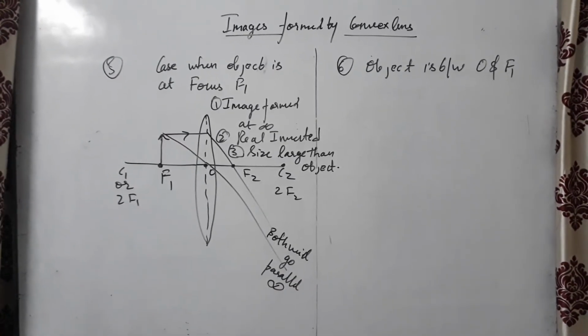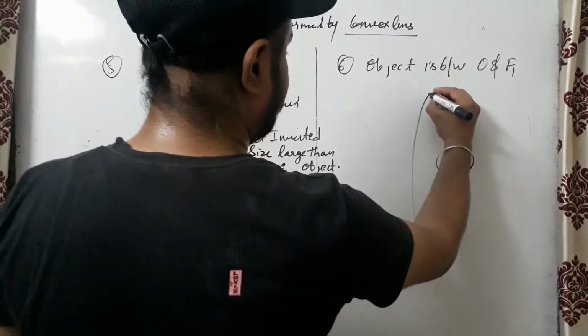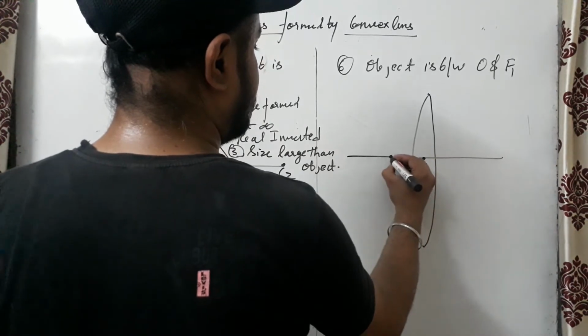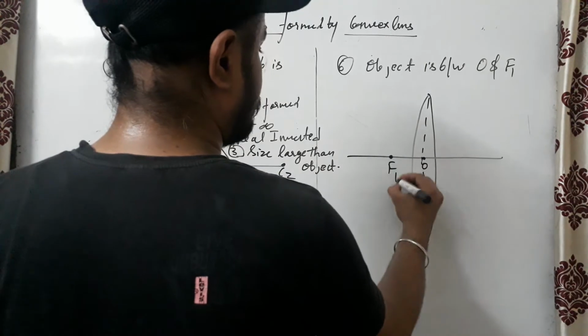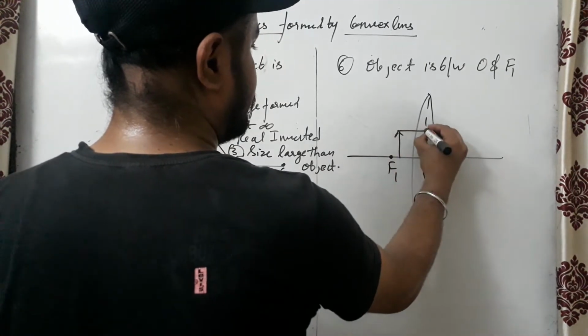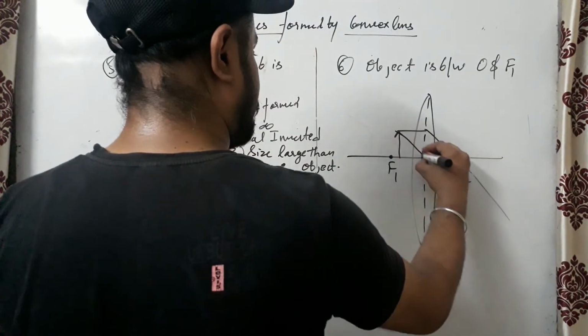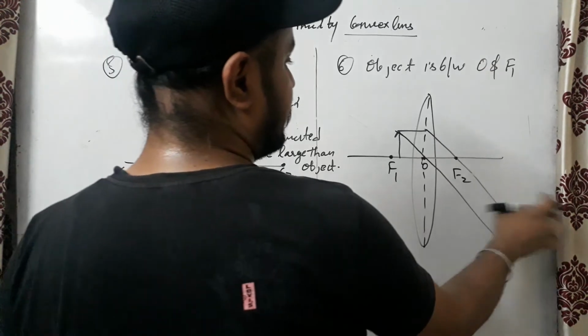Now the last case which we are discussing is when the object is between the optical center and focus. This is the optical center and this is the focus. Here is the object. A ray of light parallel to the principal axis passes through the focus, and the ray passing through the optical center goes as it is. It will not meet in the right direction.